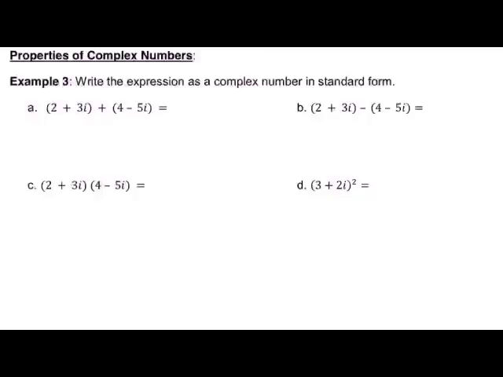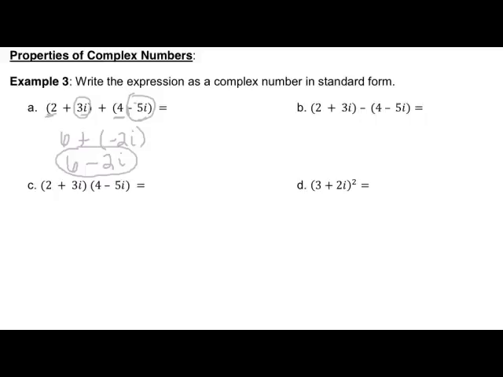So just like we can with variables, we can combine like terms. We have two constants, a 2 and a 4, so we know 2 plus 4 is 6. And then we have two imaginary numbers. This is a negative 5i, because subtraction is the same as adding the opposite. So a 3i plus a negative 5i gives us a negative 2i. Again, we always write the real part first and the imaginary part second. You could write it as 6 plus a negative 2i, or we could write it as 6 minus 2i.